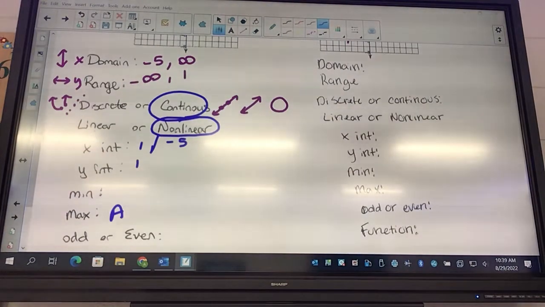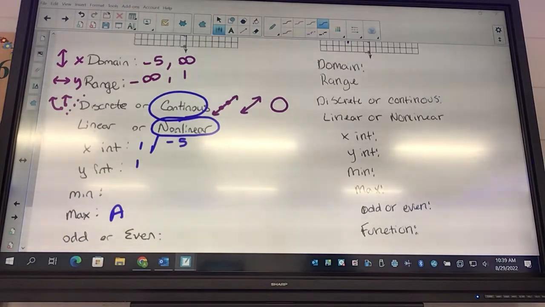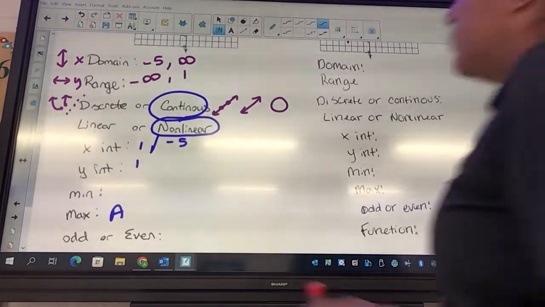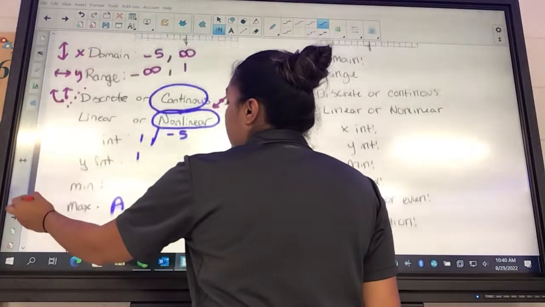Okay, and then is this an odd or an even graph? This is even. Oh no, odd, because they both got to face each other. Remember, even is going to be both of them going the same way. Odd is going to be like this. So it's odd. Are they both going the same way? No. So it's, what is it going to be?